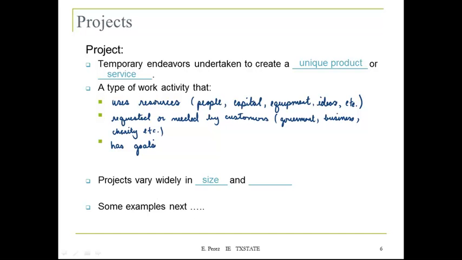Projects vary widely in size and also in type. On the next slide, I'm going to show you some examples. You'll see some of these projects are mega projects, and some of them are smaller in scale, but they all satisfy the conditions in this definition.